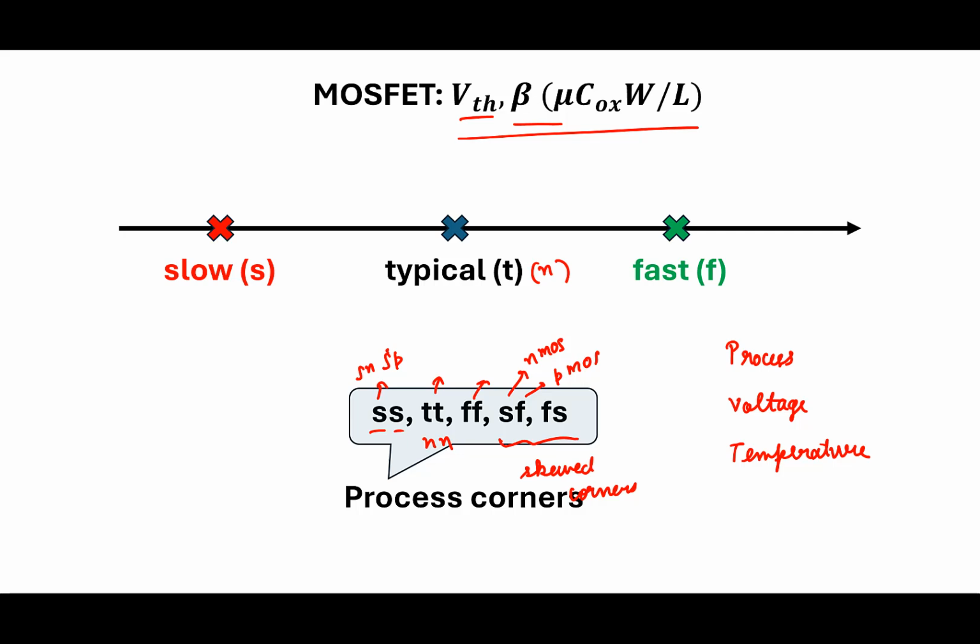In practice, these three things are called PVT variations. And as a designer, your job is to make sure that your design works even in the presence of variations in process, voltage and temperature.